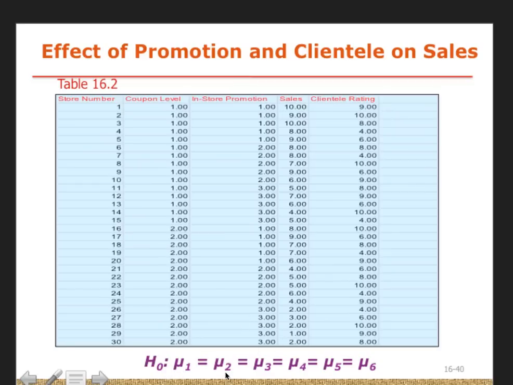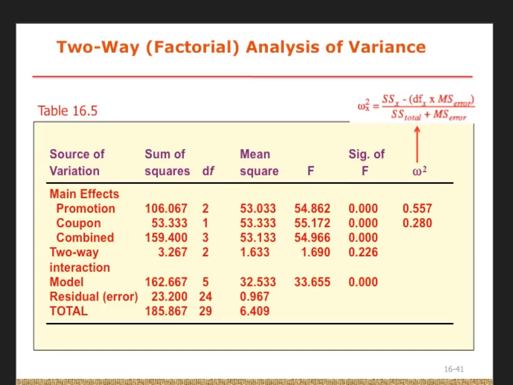The null hypothesis is that there is no difference between the means, which would indicate that the two independent variables have no effect on the dependent variable, meaning the coupon level and in-store promotion and its interaction, which we'll talk about in a bit, do not influence sales. Here we see the results or the output of our two-way analysis of variance. It's similar to the one-way analysis of variance, only now we have added 2 components. We have the second factor, and then we have their two-way interaction of the 2 factors. I'll describe this more in just a moment.